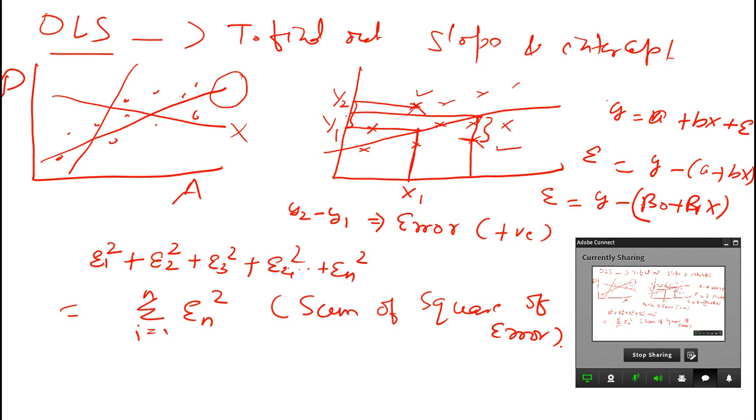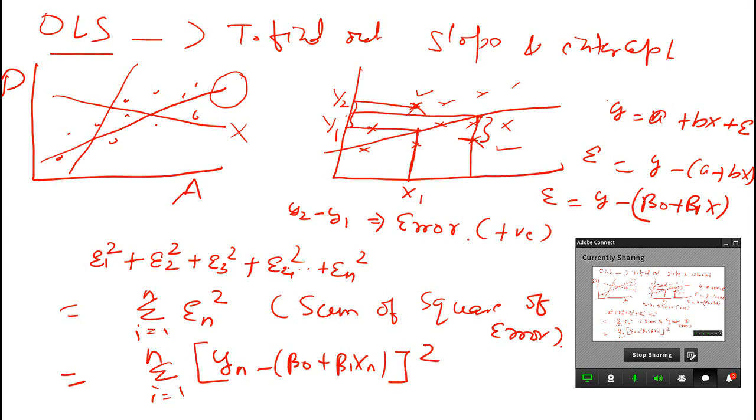So for every data point, we'll have error 1, error 2, error 3. You put it in the sum of error equation. So what do you get? For i equal to n, our error is yn minus (beta 0 plus beta 1 xn), and you just square it.